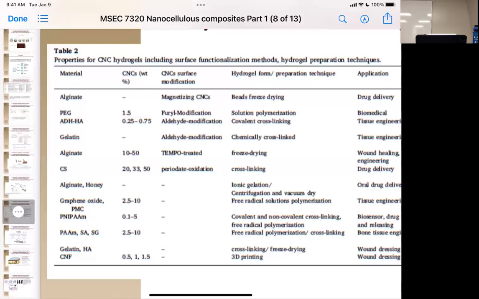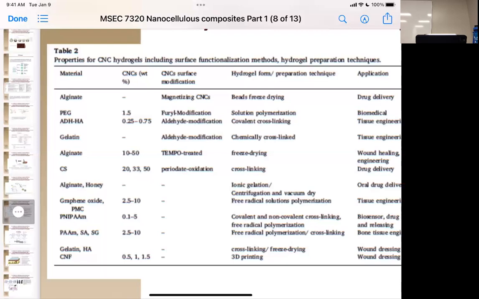Another aldehyde one, chemical cross-linking, TEMPO treated. TEMPO is actually a free radical generator. And so that would be a free radical polymerization system. They would use that, and then they freeze dry it and use it for wound healing. Periodate oxidation, that also usually generates anionic or polymerization. Alginate with honey gave us an ionic gelation, and then they do free radical in solution.